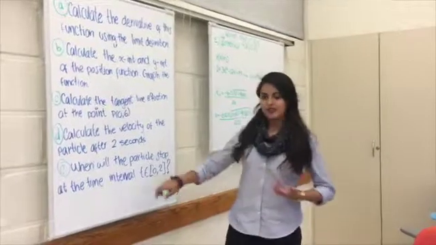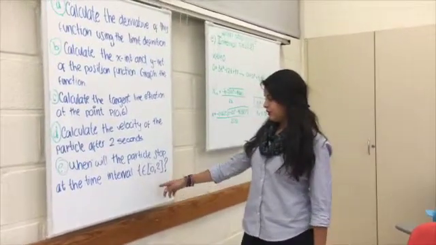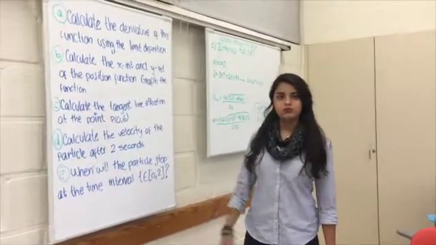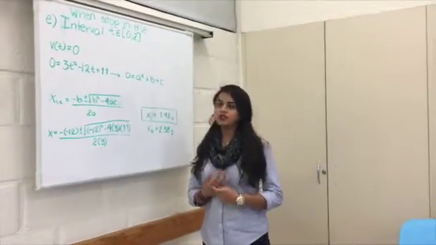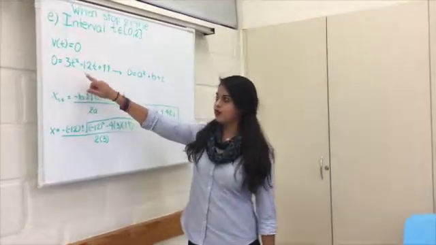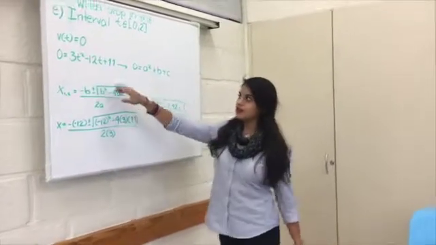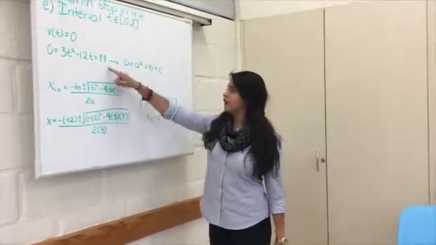Finally, we have to get the time when the particle is stopped in the interval of 0 to 2. We know that when the particle is stopped, the velocity is 0. So we equal the function to 0, and we know that the 3 is A, the 12 is B, and the 11 is C.